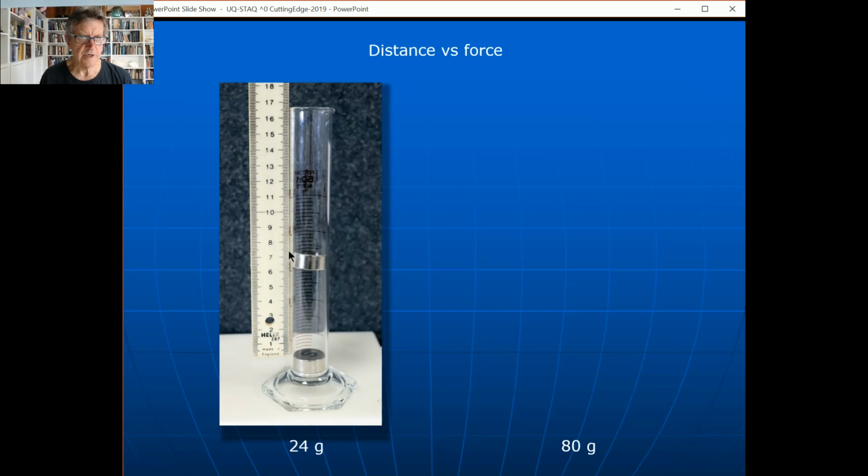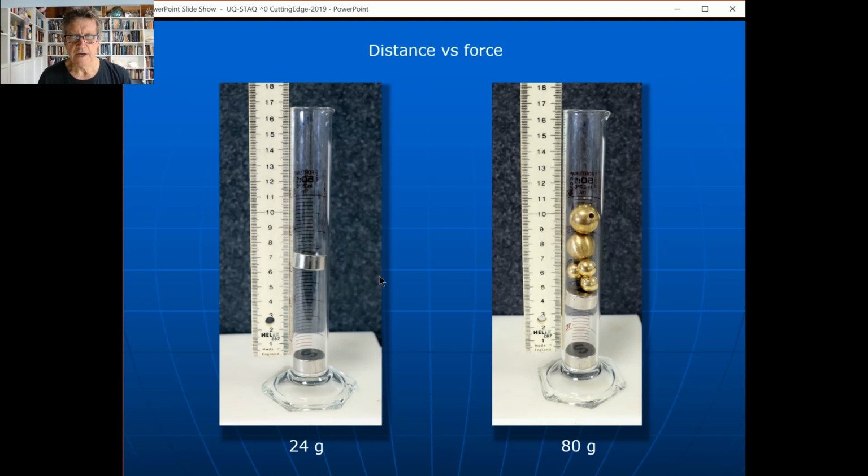You can see it's around just over 6 centimeters. Now what you want to do is increase the mass of the top one and see what happens. So what I did, I added just some brass. Actually, these are from the projectile experiment, and it squashed them down.